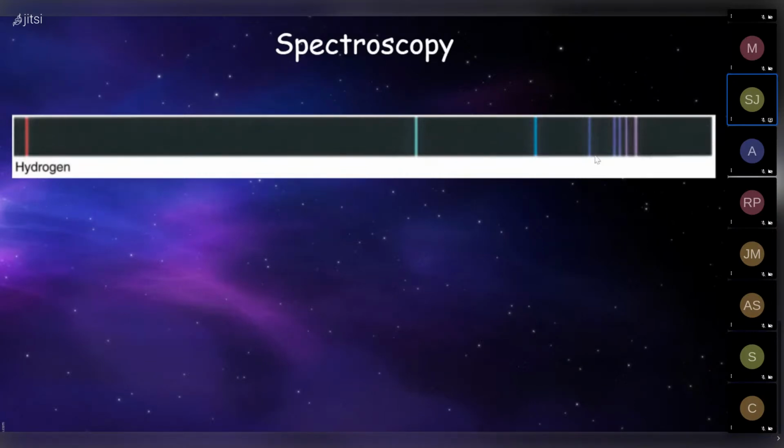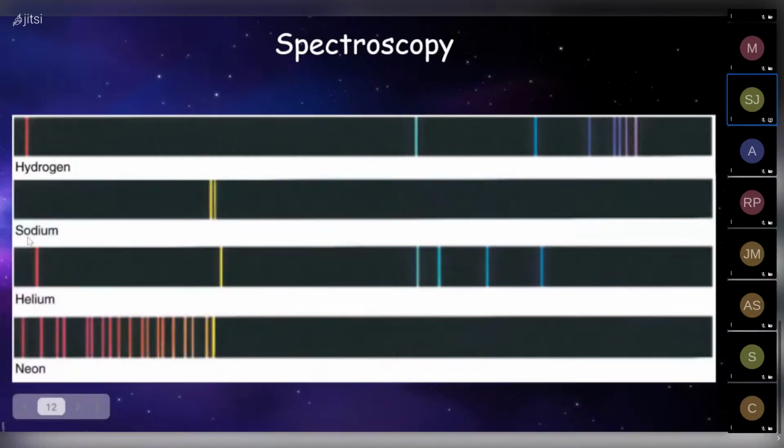So we can see that this set of spectral lines at this particular wavelength is given only by hydrogen. No other element has these same spectral lines. Similarly, you can see here, sodium has only 2 spectral lines in yellow, and then helium has some spectral lines at different levels. And you can see that no spectral line matches.